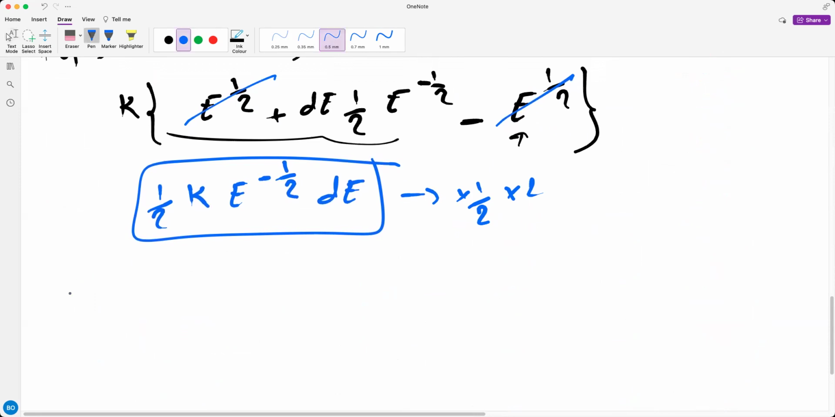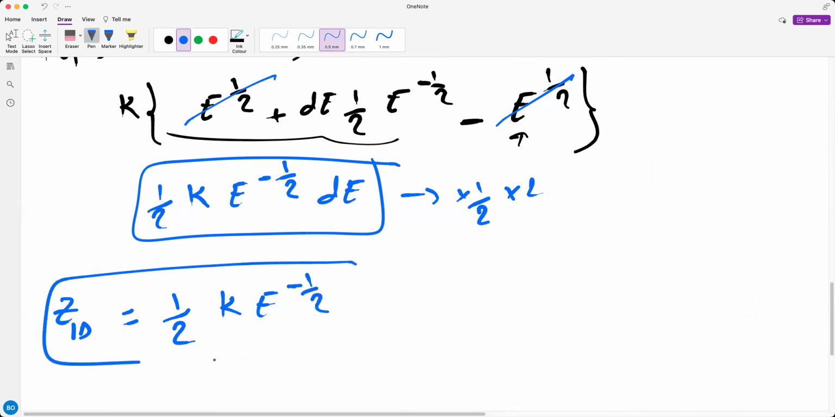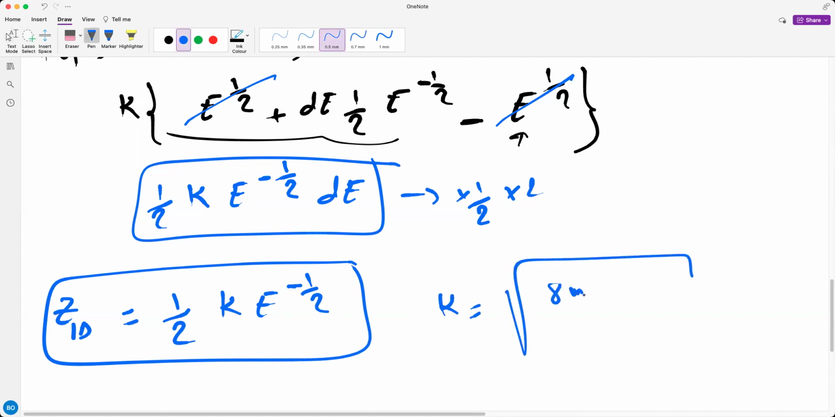So the final density of states in one dimension is equal to 1/2 that constant K E to the minus 1/2. And K, we know, is equal to the square root of 8mL squared over h squared. This is the density of states for one dimension.